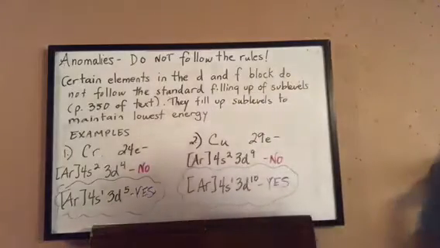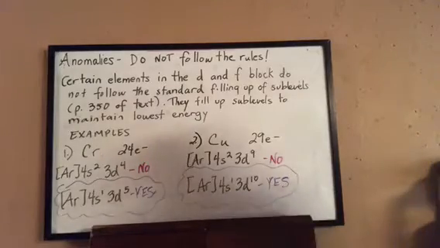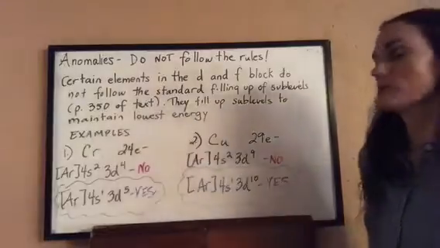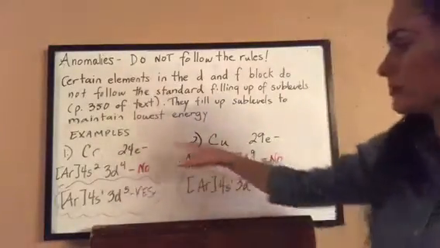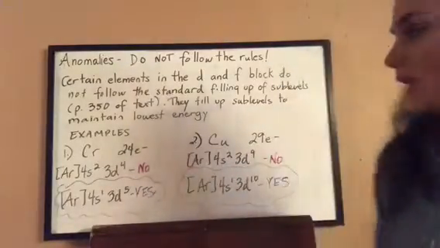And you can see in your textbook, page 350 gives information about that. I'm just going to discuss a few of them. They fill up the sublevels to maintain the lowest energy, so they don't follow the standard rules. Two prime examples are chromium and copper. Okay, they're both in the 3d block.